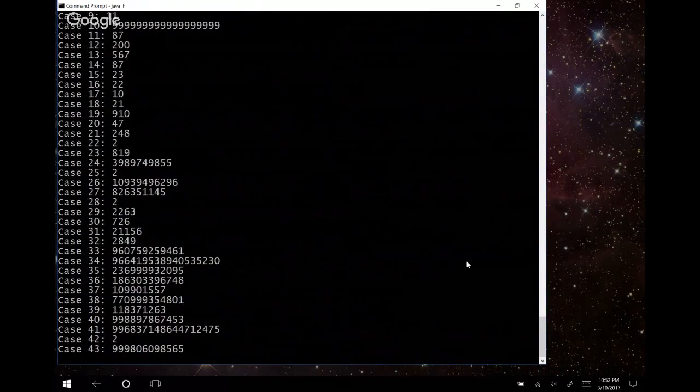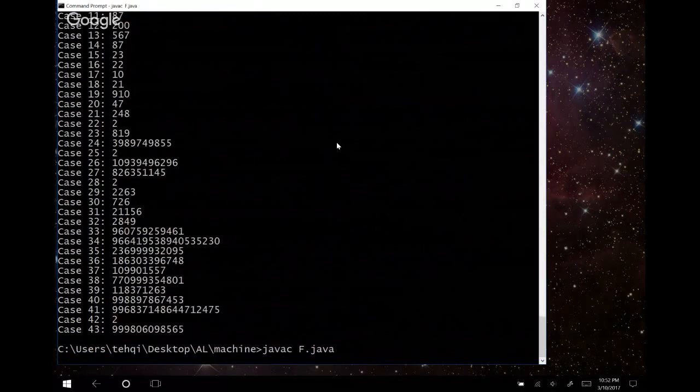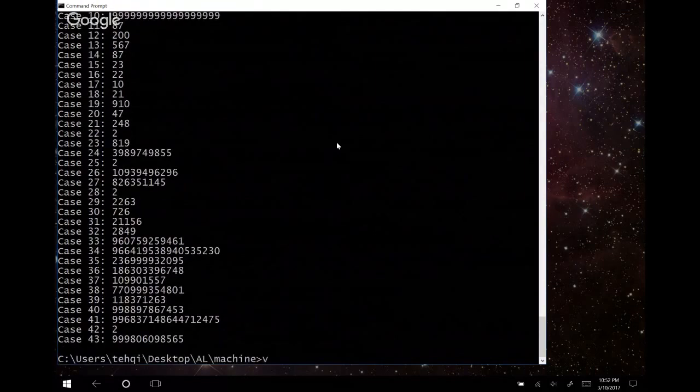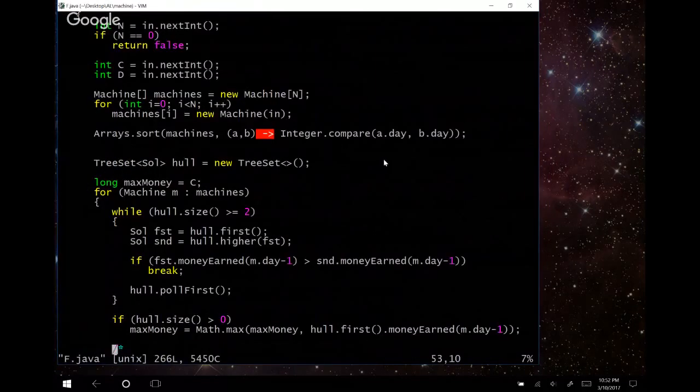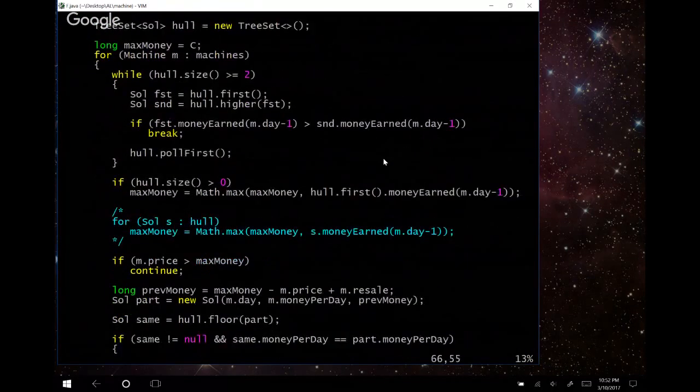Uh-oh. Something is really slow. It appears to be getting the right answers. Did I not compile? No, it appears to just be very, very slow. So let's see if we have an infinite loop somewhere, because this should be very fast. It shouldn't be this slow.